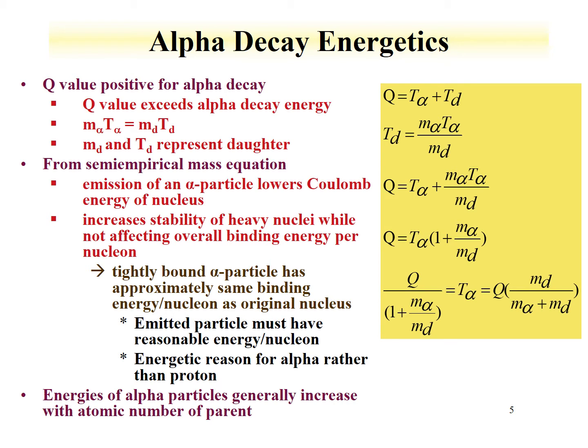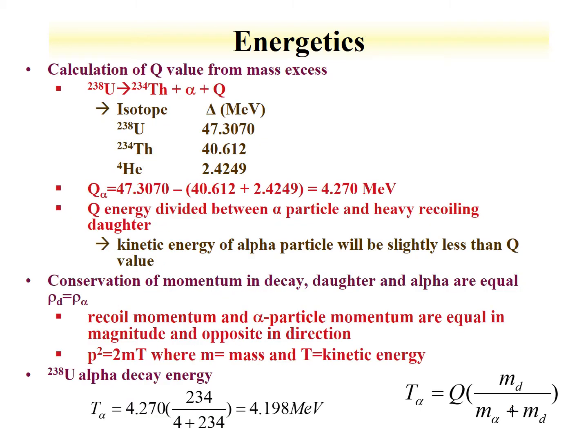From the semi-empirical mass equation, we know that emission of an alpha particle lowers the Coulomb energy of a nucleus. This increases the stability of heavy nuclei while not affecting the overall binding energy per nucleon, because an alpha particle is emitted, and if you remember from the figure of the binding energy versus A, alpha particles have very high binding energies.